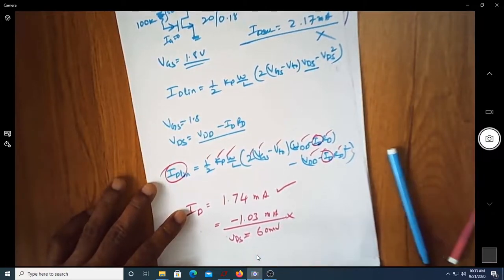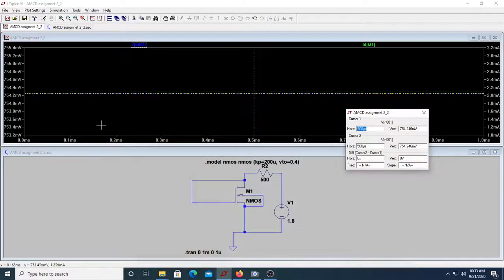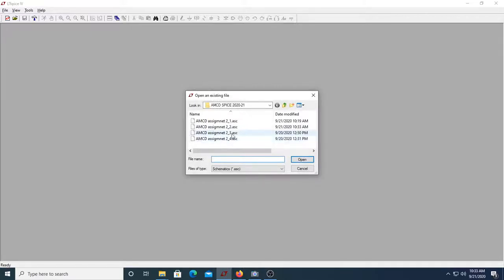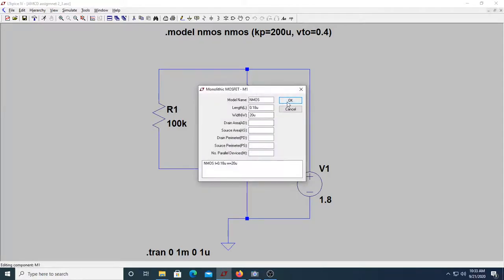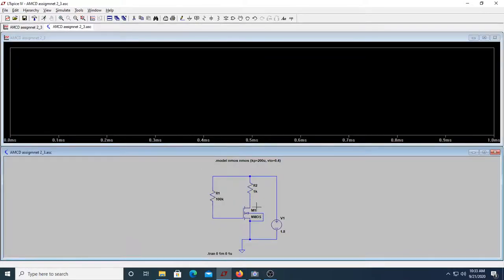Let us verify the same using the simulator. Okay, it is my simulation. Let me just take out this. Okay, yes. Let me open the third assignment problem. This is that exact equation circuit. This is 100k, 1k. W by L is equal to 20 by 0.18. You run the simulator. You can see the current happens to be 1.